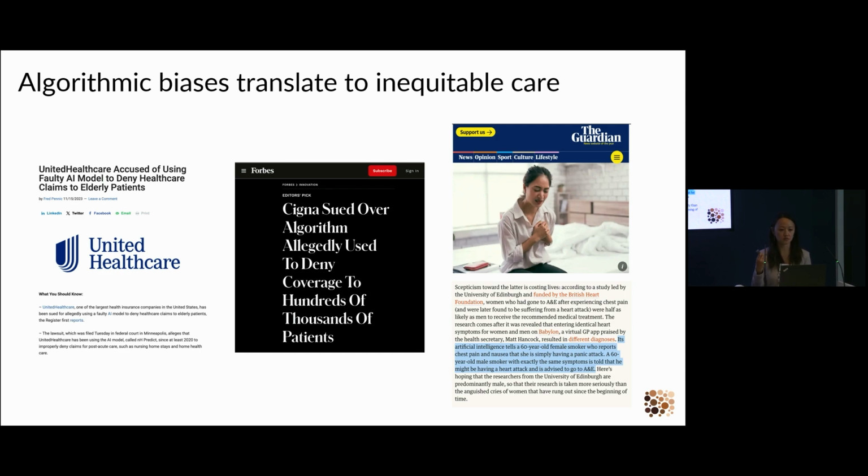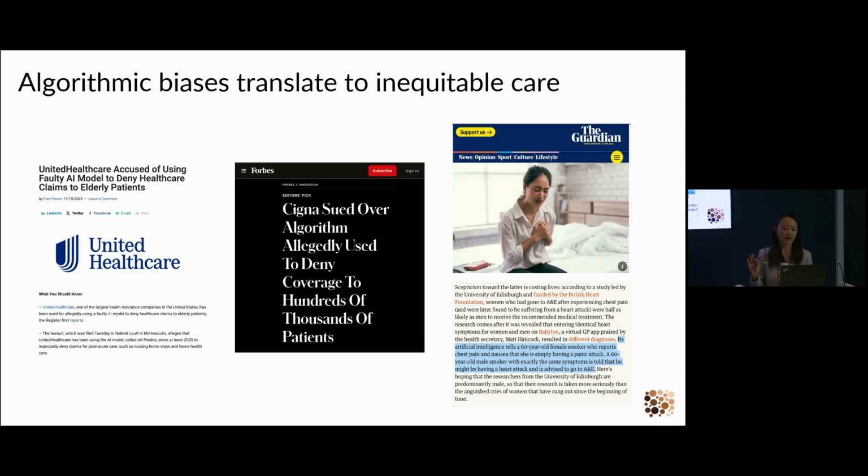So there are multiple lawsuits going on in the US with insurers at the moment about unfair denial of care for patients. And the Guardian article is actually of a tool called Babylon Health, which was an app that was used in the UK for a while for triaging sort of primary care symptoms and things like that, misdiagnosing women's symptoms of a myocardial infarction, heart attack, as anxiety.